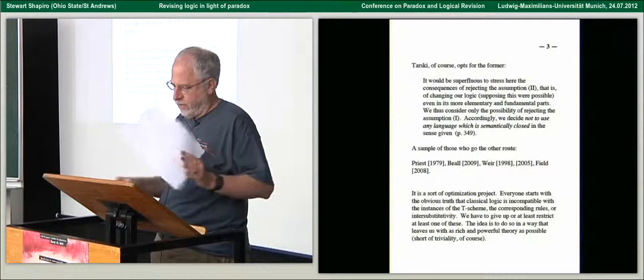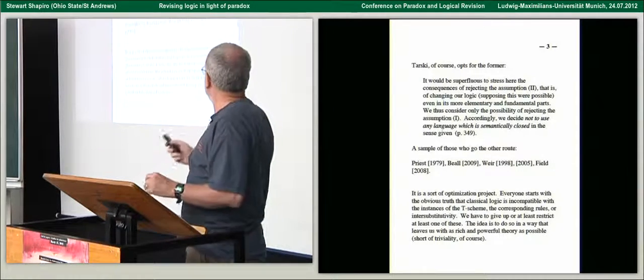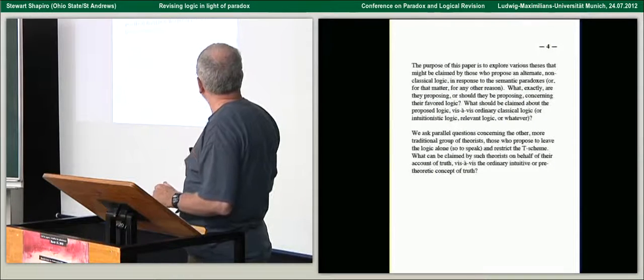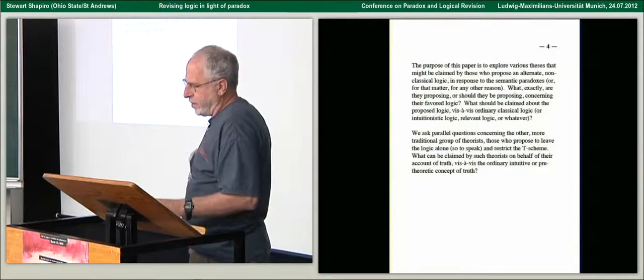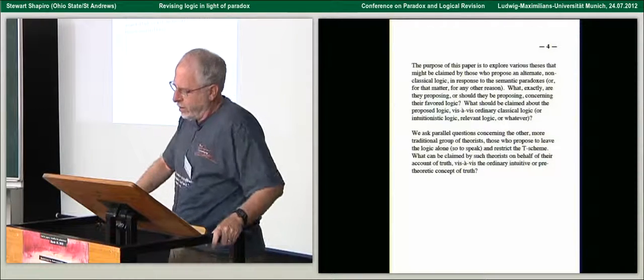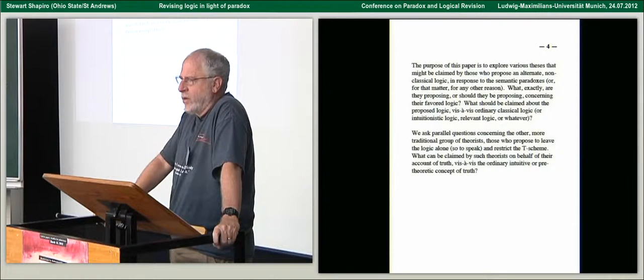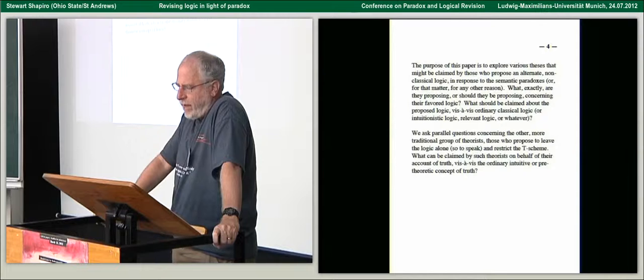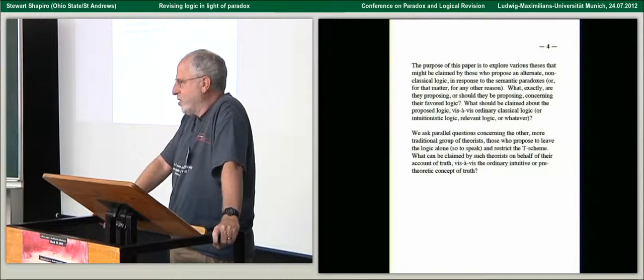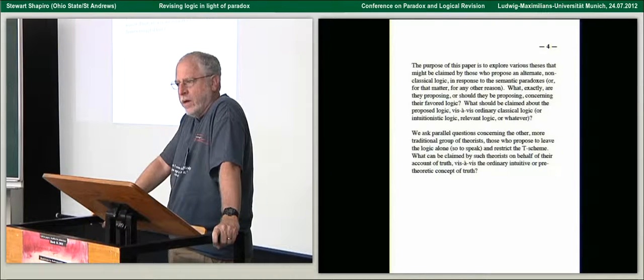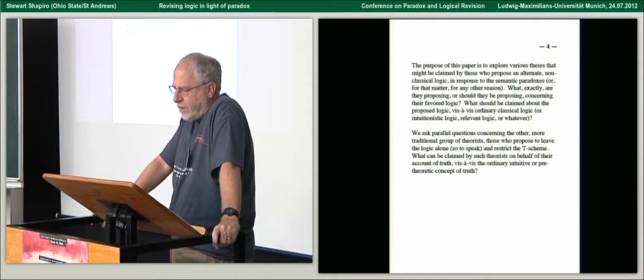Now, the purpose of this talk, this paper, is to explore the theses that might be claimed on behalf of those proposed alternatives. So I want to ask, what's being claimed, or what might be claimed? I don't necessarily want to ask what is claimed, but what might be claimed on behalf of those who propose an alternative non-classical logic in response to the semantic paradoxes, or for that matter, in response to anything. What exactly are they proposing, or should they be proposing, concerning their favored logic, whatever it is?